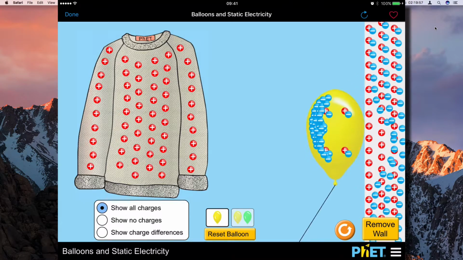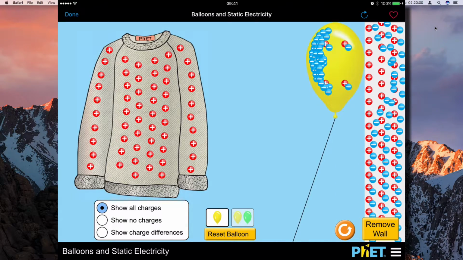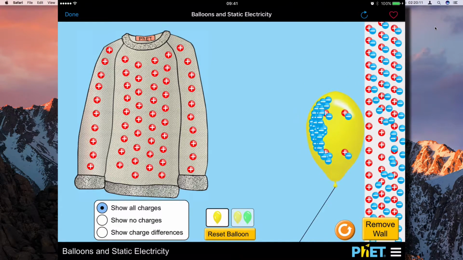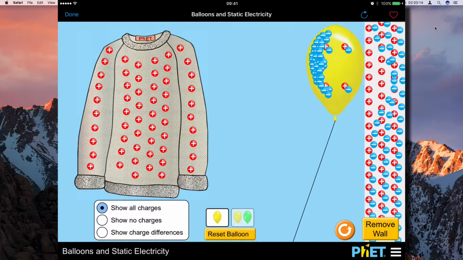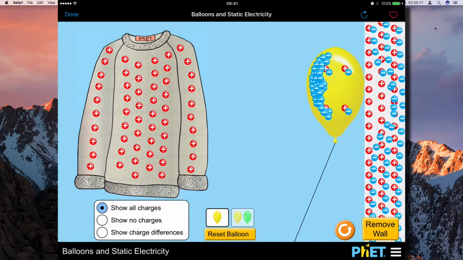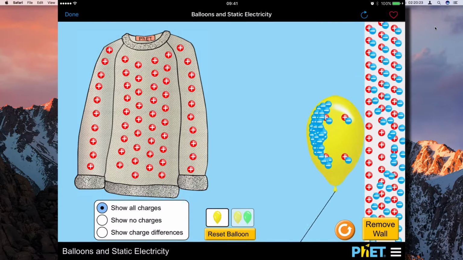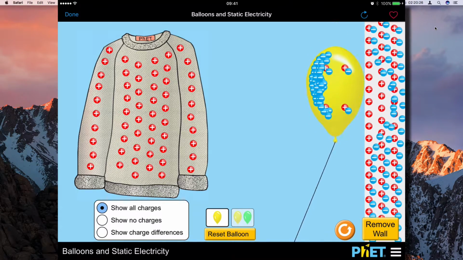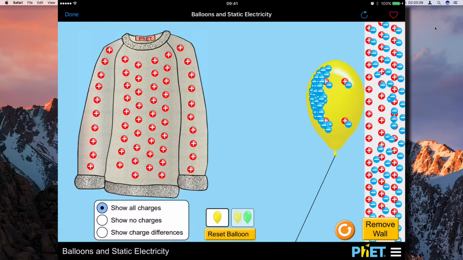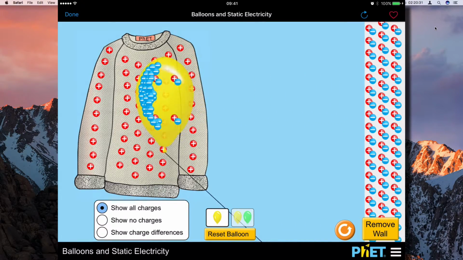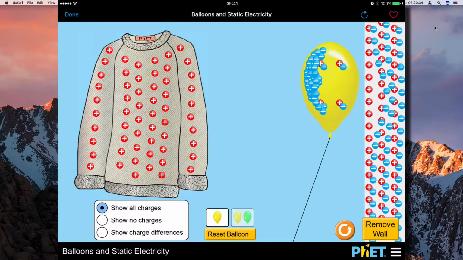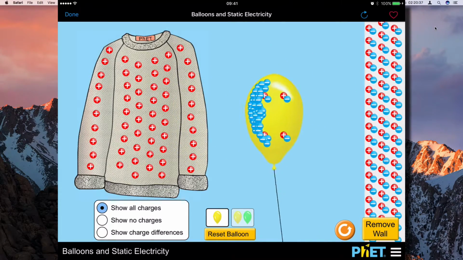Okay, if I put it close to this wall, then the negative charges are going to repel the negatives on the wall. Okay, this could be anything, it could be a wall. Now the point to note is that the positive charges are not moving because they are inside the nucleus of the atoms of that material, okay, which is why they are in one place. But the electrons are able to move because they are free to move around. That's why they can be transferred from the jacket to the balloon.